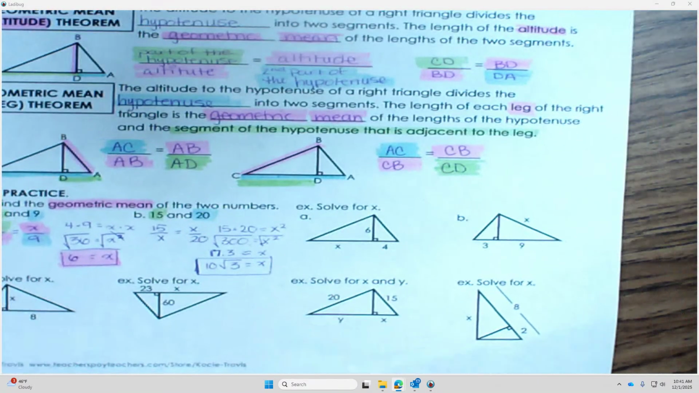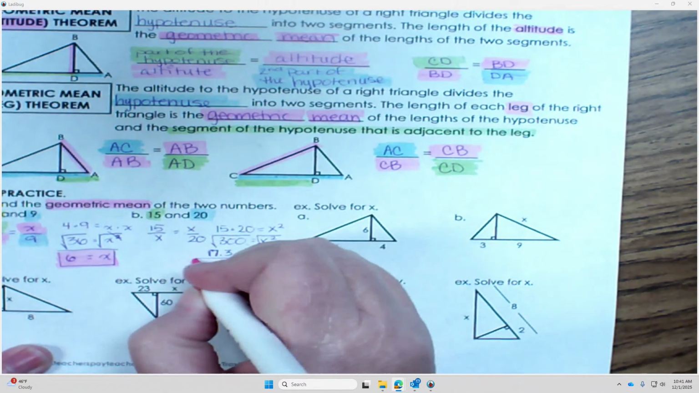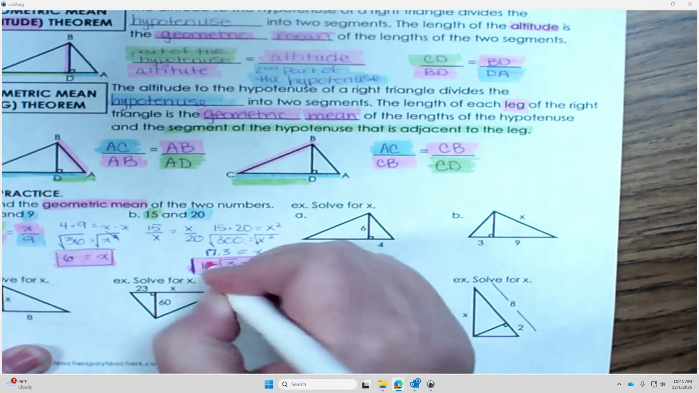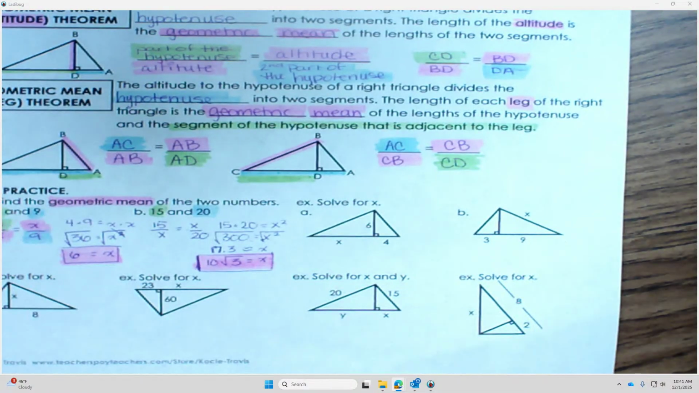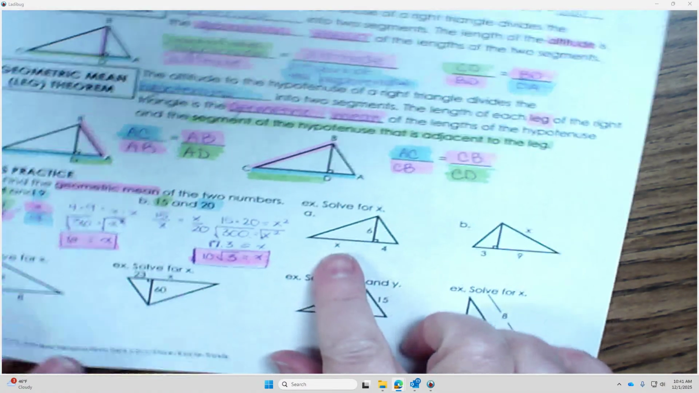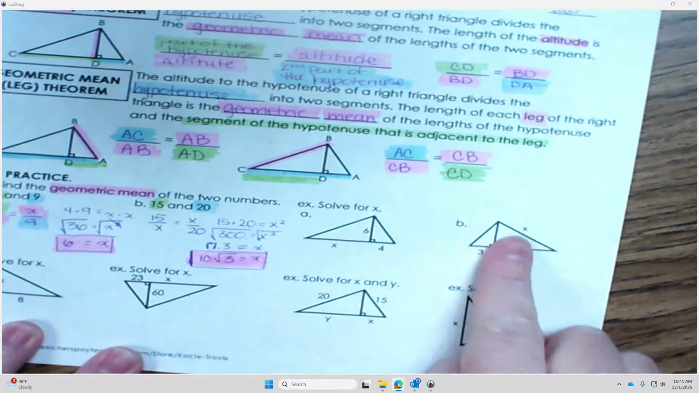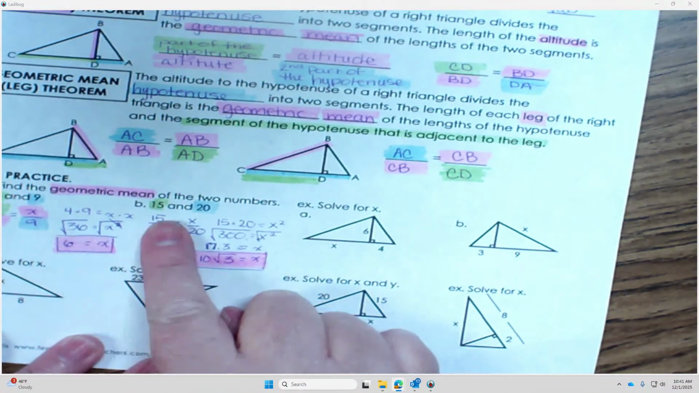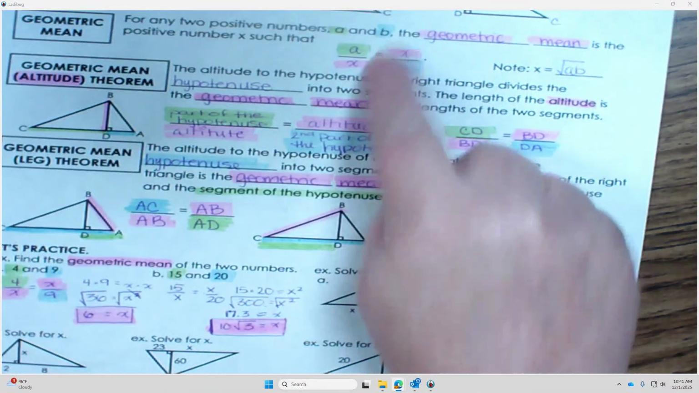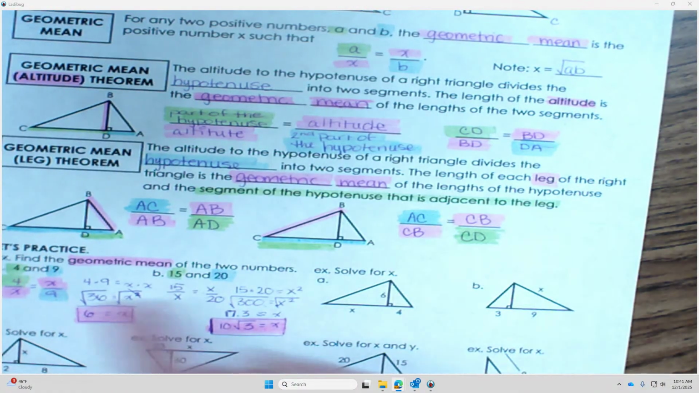So flipping back to the front, I have that my geometric mean, which in this case is pink, x, is equal to 10 square root of 3. All right, for this next example, it says to solve for x. So what we need to do is look at this and say, it's not just two numbers, so I'm not going to use this example. That's just when I have just two numbers, which we did here.